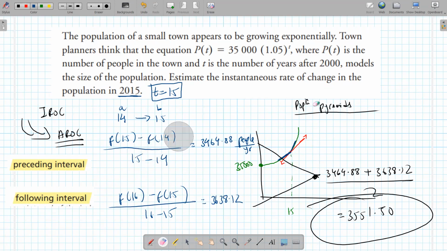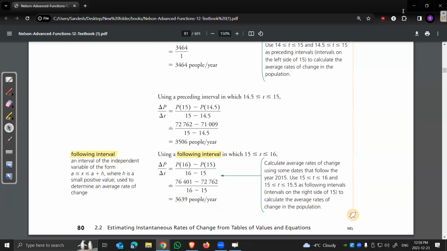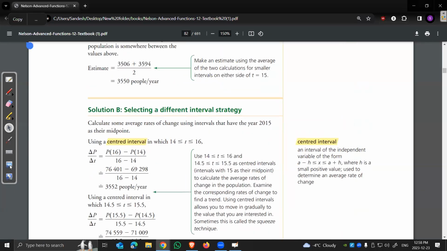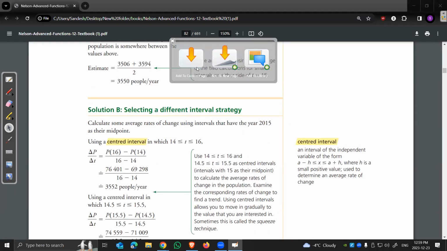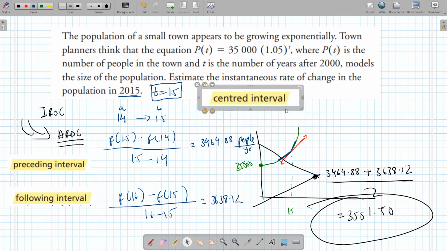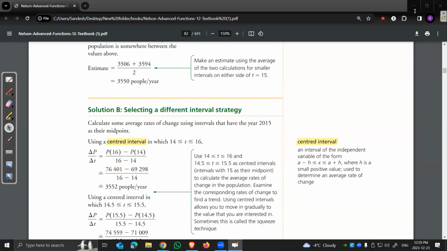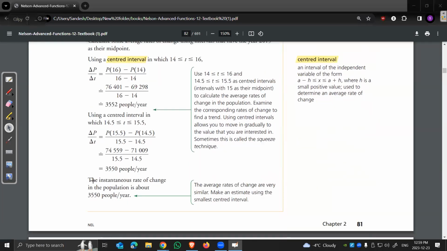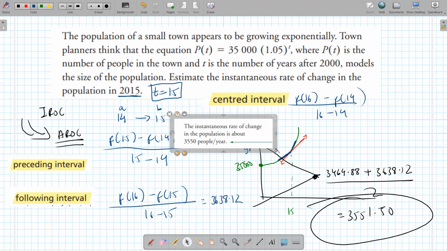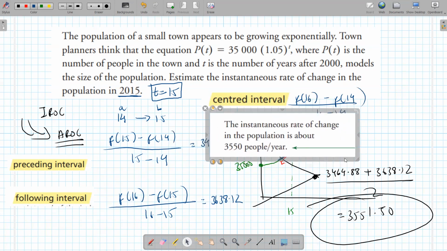Another way is, instead of doing preceding and following, you just straight up do centered. Let's see what this gives us. Centered means you go one down and one up. So here we will go from 14 to 16. 15 is right in the middle. Here I'm going to cheat a little bit because we're running out of time. This one gives me 3550 if you use the center.